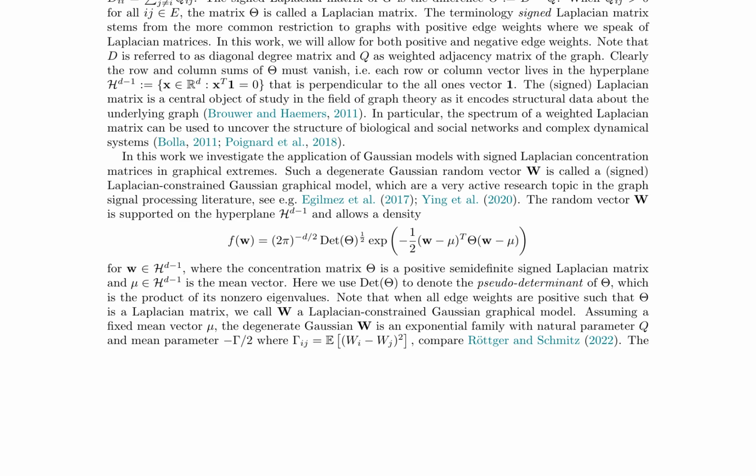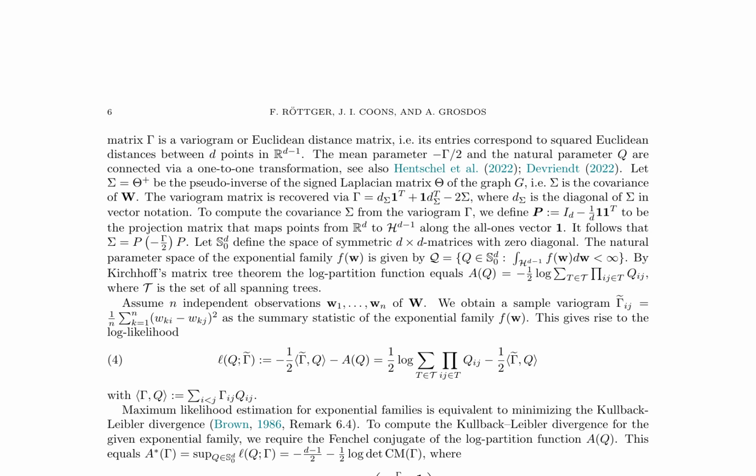The signed Laplacian matrix encodes structural information about the underlying graph and has applications in uncovering the structure of complex systems. The authors discuss the exponential family of distributions, focusing on the Gaussian graphical model with a signed Laplacian matrix. The mean parameter Gamma is a variogram or Euclidean distance matrix, connected to the natural parameter Q through a one-to-one transformation. The covariance matrix Sigma is computed from Gamma using the pseudo-inverse of the signed Laplacian matrix Theta of the graph G. The authors provide the formula for recovering Gamma from Sigma.